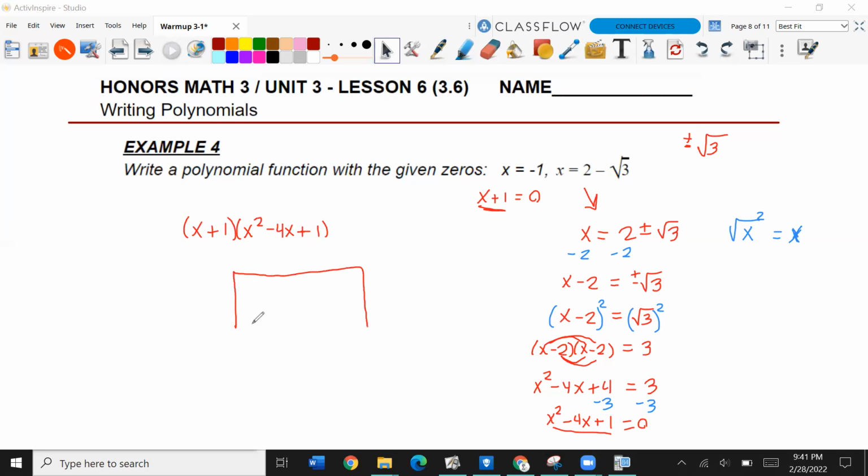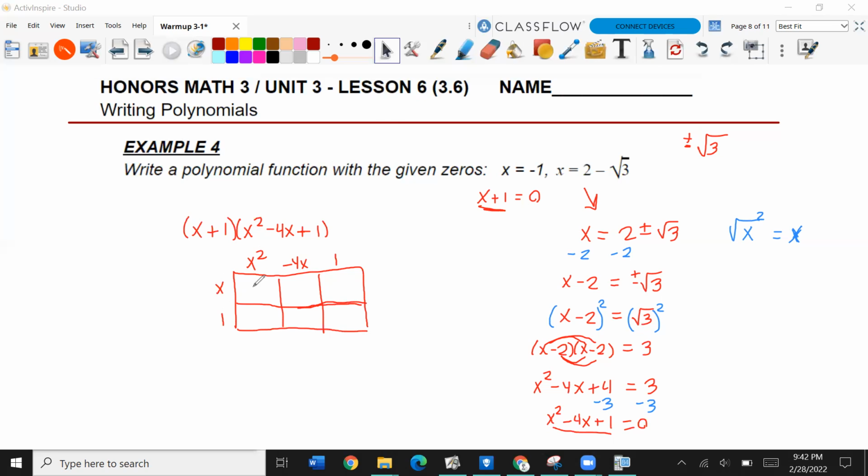If you want to try this on your own, you can pause the video and see what you get before I work it out. I always encourage you to try these too, because you can't really learn math by copying. You really got to kind of get into it and try the problems yourself. So here we go.